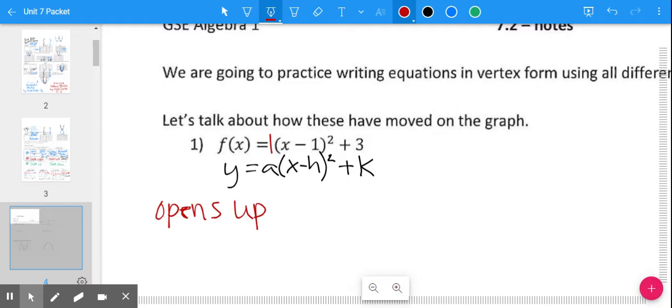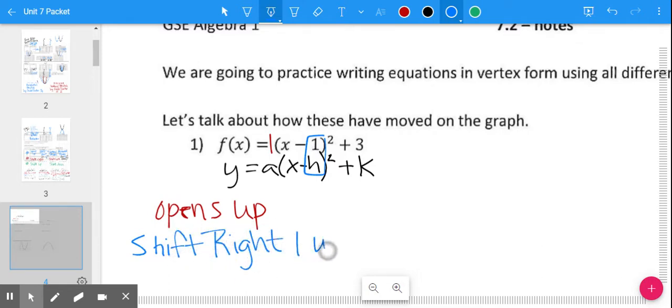And because it's a 1, it's neither a vertical stretch nor a horizontal stretch. So we can move on. So your h value is this positive 1. So that tells us that it's going to go right. So a shift right 1 unit. And then we have our k value of positive 3. So that's up 3 units.